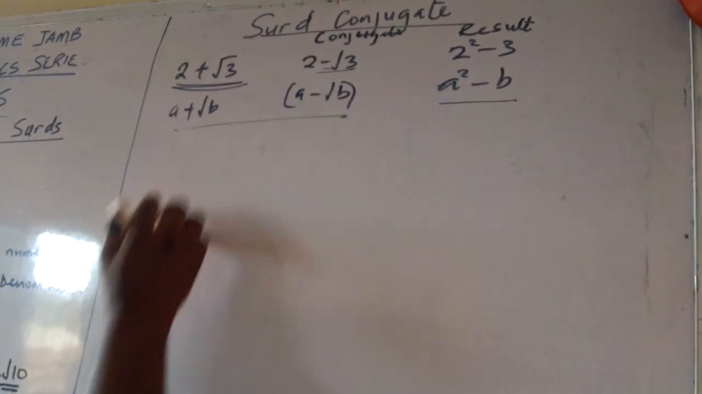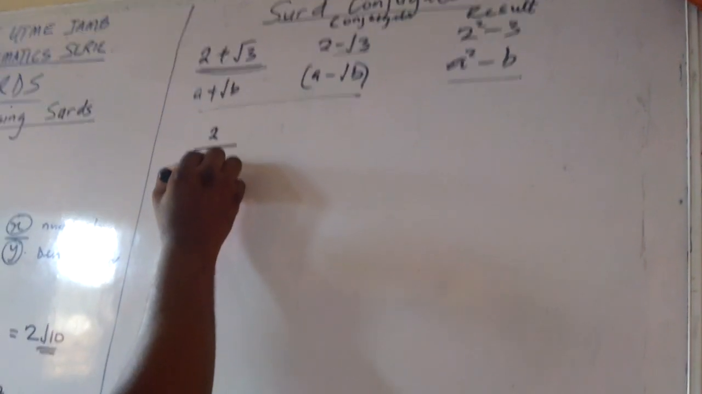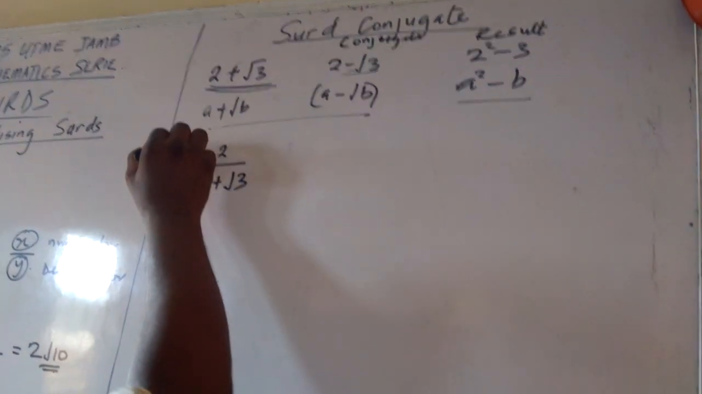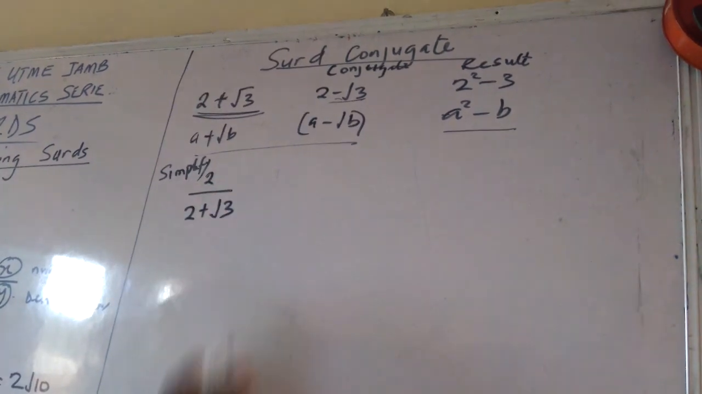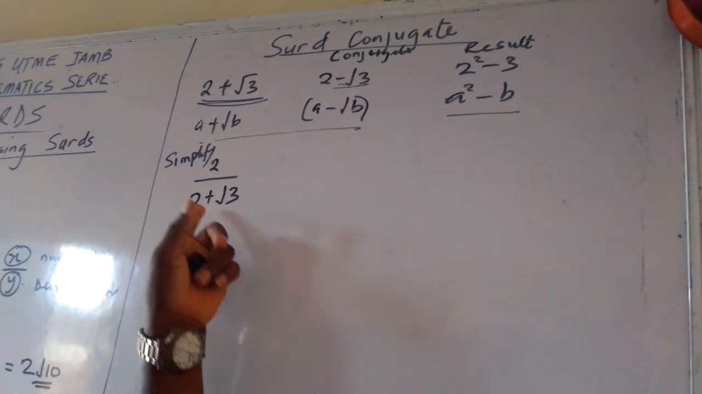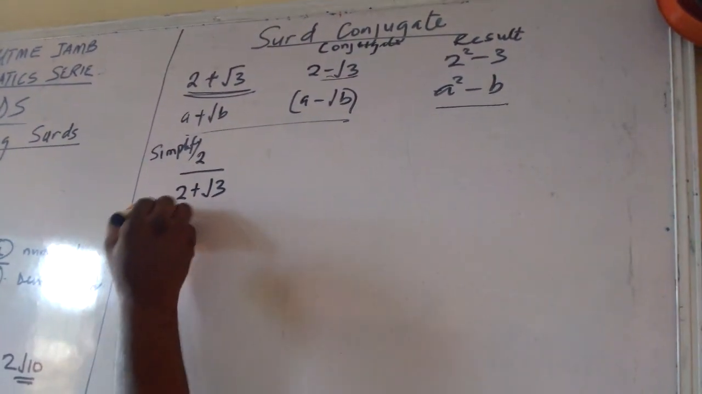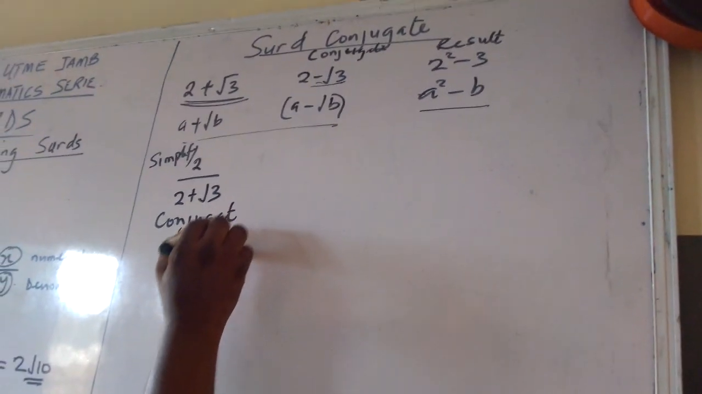For instance, if I have 2 all over 2 plus root 3, and the question says simplify. This is the question. It says simplify this. Because I have told you earlier that we cannot have a square root as a denominator, what do I need to do? I do what we call conjugate. Are you getting me?